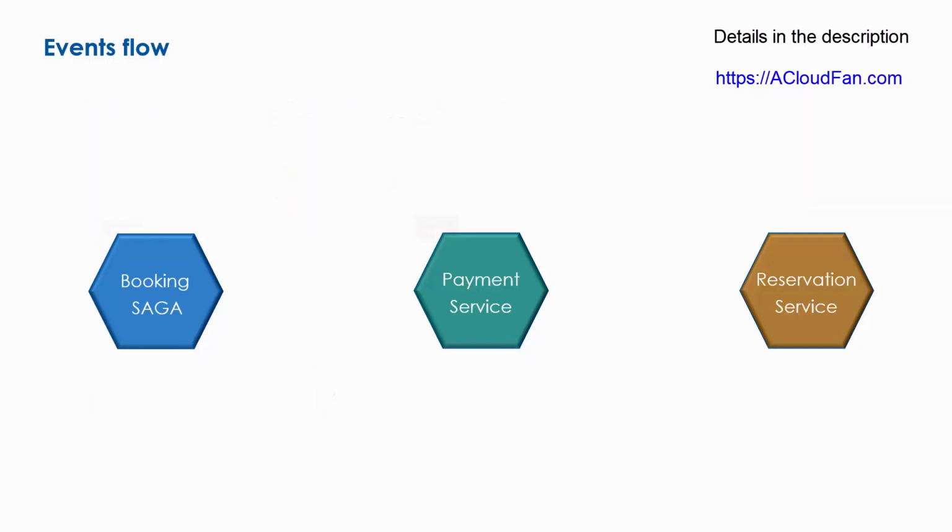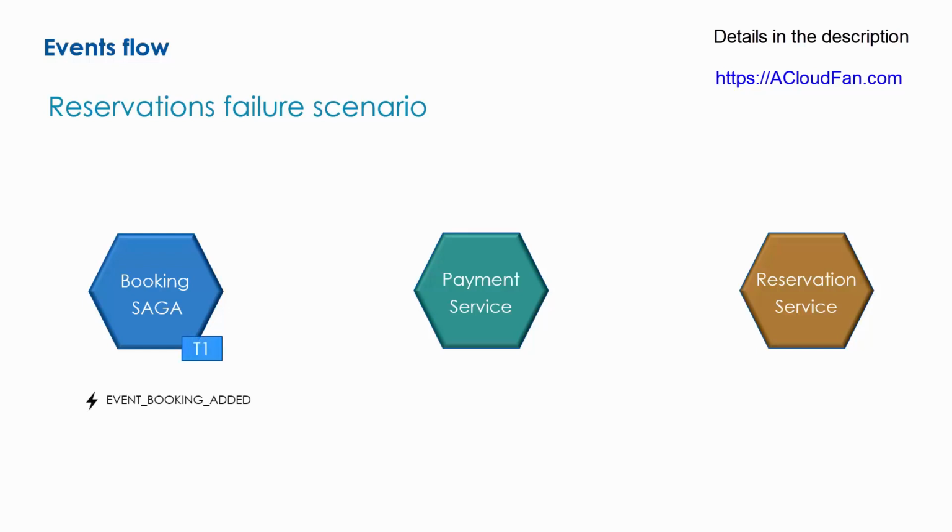Next, let's consider the scenario in which the reservations service failed. Booking SAGA service emits the event booking added, which is received by the payment service. The payment service carries out the processing, emits the event payment success, which is received by the reservations service. The reservations service tries to reserve the various parts of the vacation package. For example, if the vacation package consists of car rental and hotel, it will try to reserve both the car rental as well as the hotel.